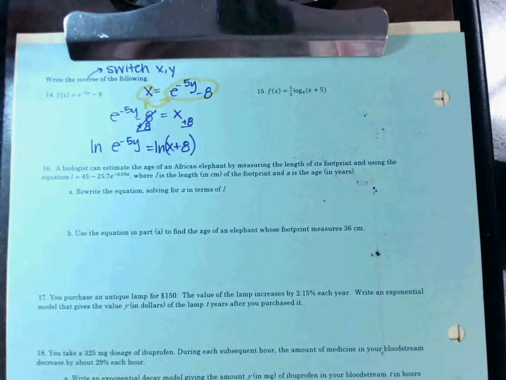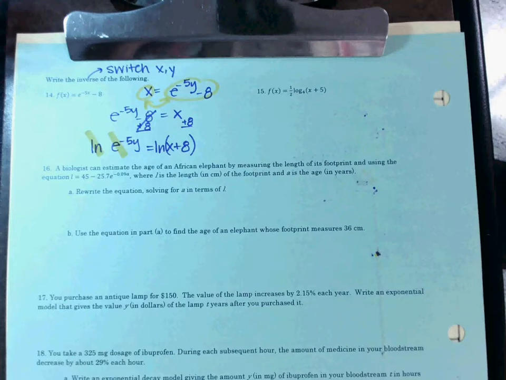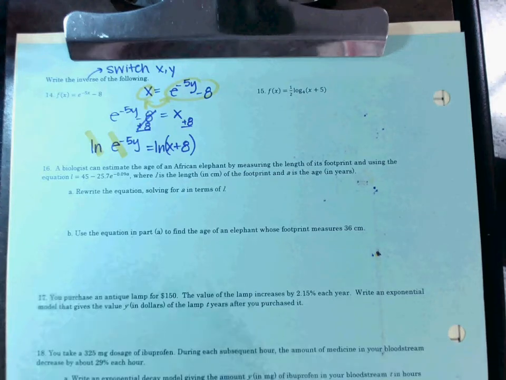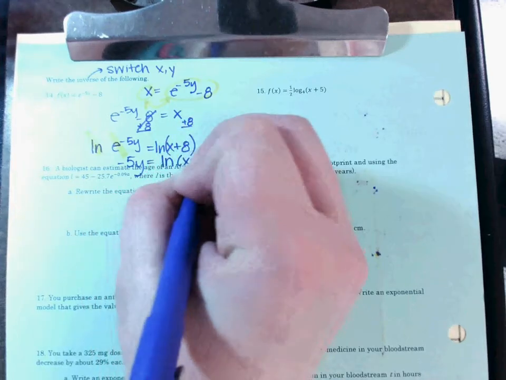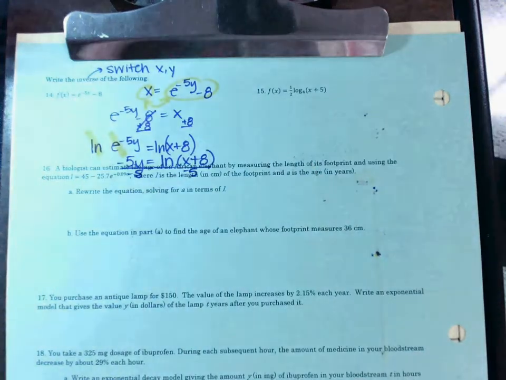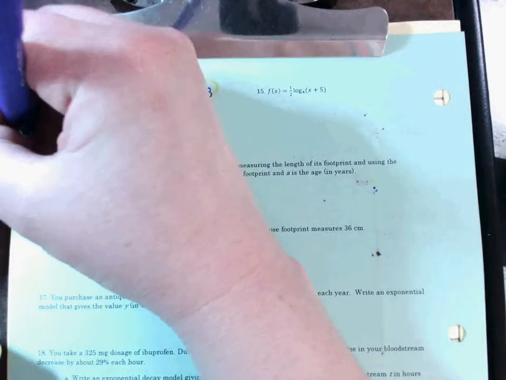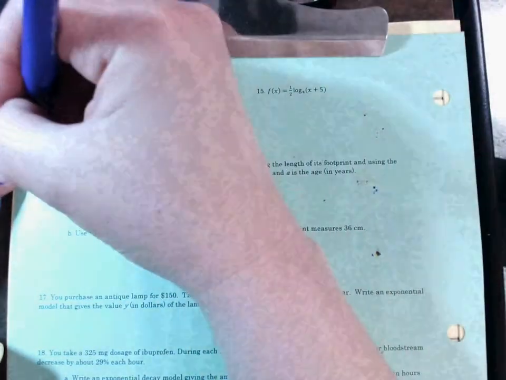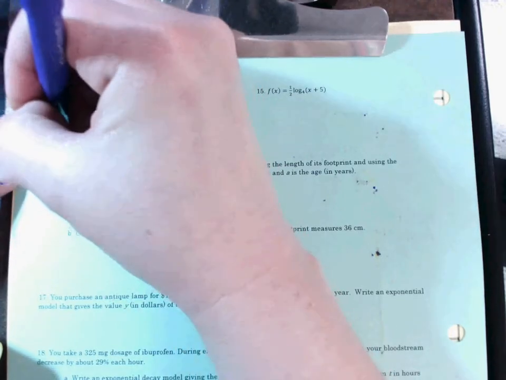And then my e and my ln are gone, so that's just a negative 5y. And then for my last step, how do I get rid of the negative 5 in front of the y? Divide. So if I have negative 5y equals ln x plus 8, then I need to divide by negative 5 and negative 5. And that would be your answer. So I'm going to write it over here since I kind of ended up running out of room. But it would be y equals ln x plus 8 and then over negative 5.